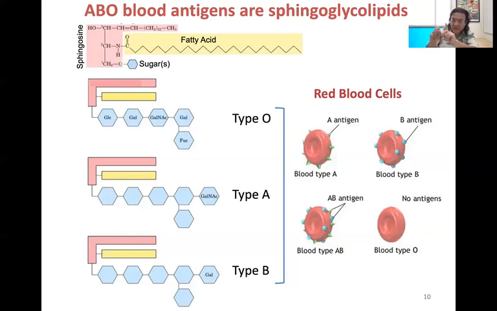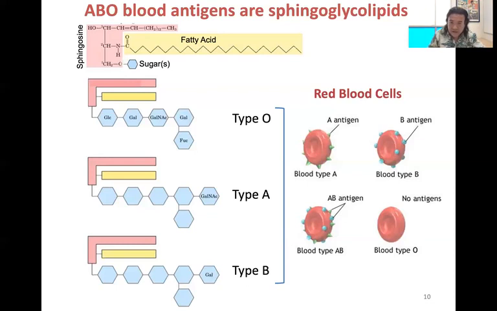But if one of your parents gave you a type A or a type B, that means your body is making the protein that can make this modification, so you would be type A or type B. If you got a type A allele from mom and a type B allele from dad, then you would be type AB, because your red blood cells would have a combination of some of the antigens looking like this and some looking like that, okay?